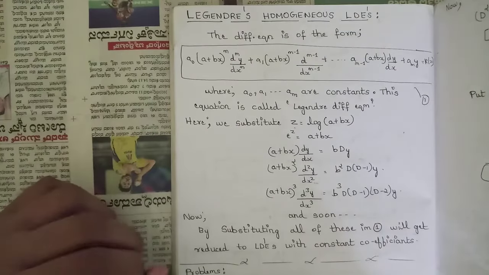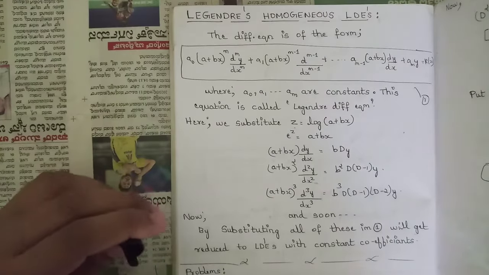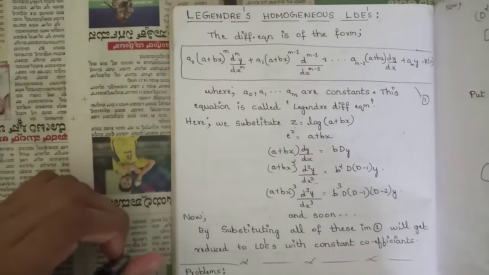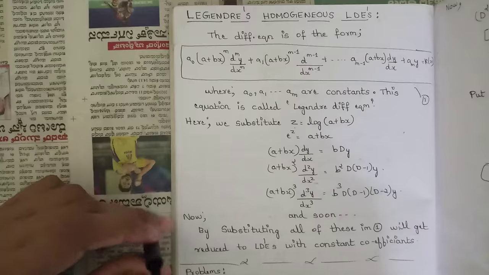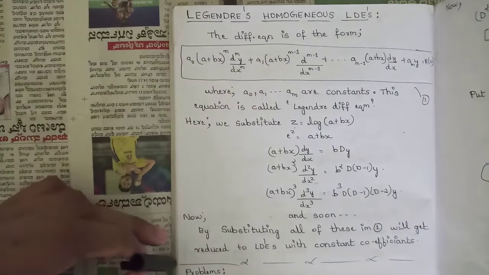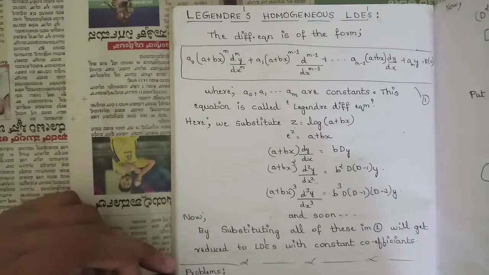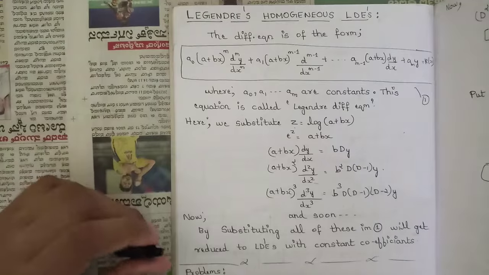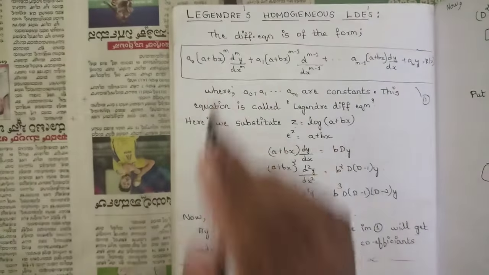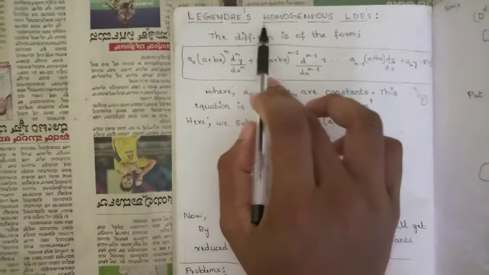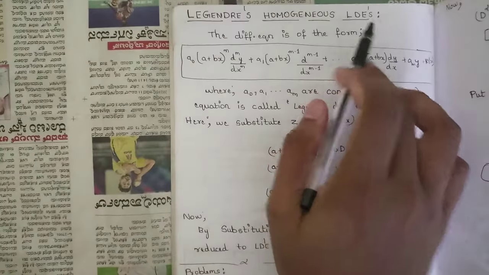In our last classes we have discussed all the homogeneous and non-homogeneous types of equations, along with the different kinds of problems for different values of r of x. Along with that, we also discussed one more topic, that is Cauchy's homogeneous linear differential equations. In today's class we are going to deal with the last topic of this module. The name of the topic is Legendre's homogeneous linear differential equation.